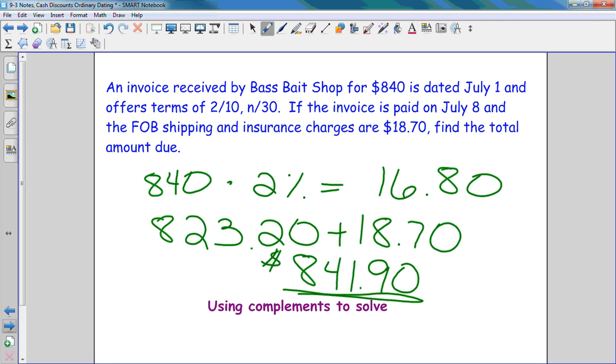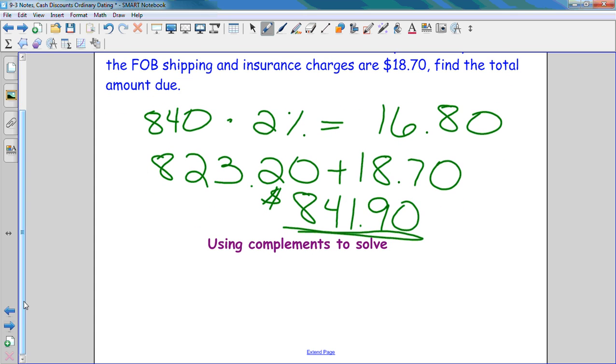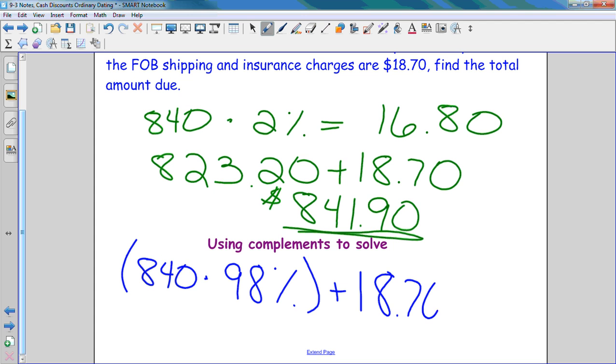Okay, that's my total. Now there is another way to solve this. It includes less steps. I don't know what she showed you yesterday, but I'm going to show you both ways. Okay, using complements. If you get a 2% discount from $840, what percentage do you have to pay? 98%, the complement of 2%. You can just take $840, multiply it by your complement, which is going to be 98%, and then add your shipping, which is $18.70. You're going to get the same answer, $841.90. Now if you can figure that out and you understand it, that's a quicker way to do it. It has less steps. You can use either method, I don't care, but there's both of them.